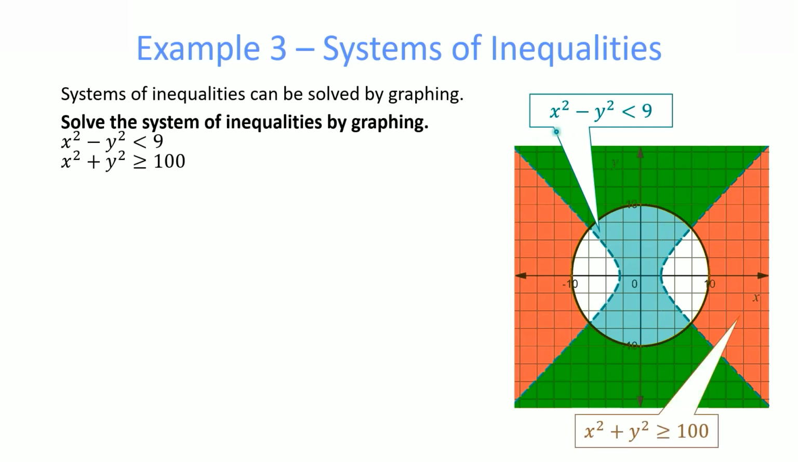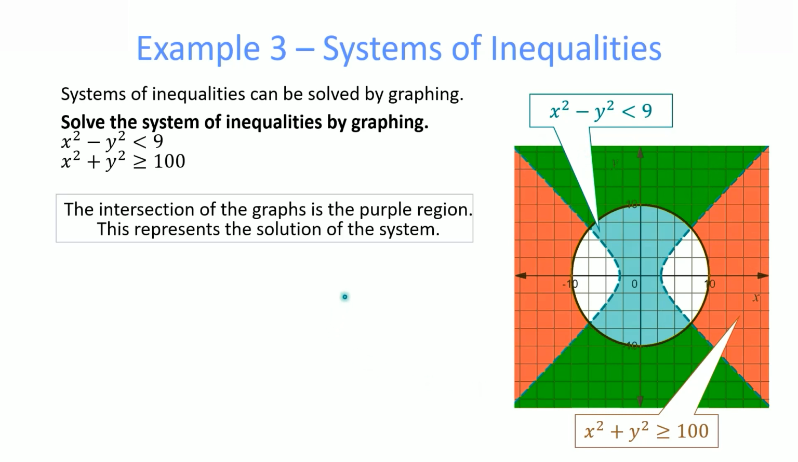So the first inequality, x squared minus y squared is less than 9, is given by the red region. The red region satisfies this inequality, and the sky blue or the blue region satisfies the inequality x squared plus y squared is greater or equal to 100. So the solution of the system is the region where the red and the sky blue intersect. So that is the purple region. Therefore, the purple region represents the solution of the system.